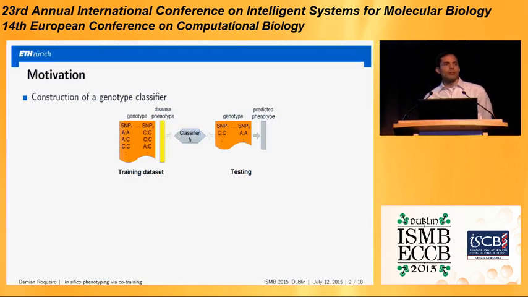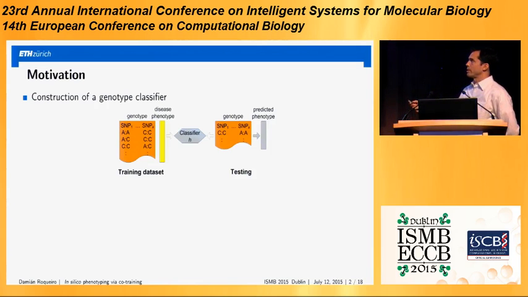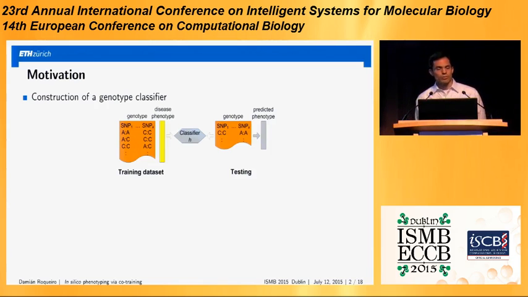So let me start with the motivation for our work. What we want to do is construct a classifier, more precisely a genotype classifier, that will be trained on genotype information obtained from a group of individuals. And for each of these individuals, what we will have is information in the form of SNPs, in addition to a disease phenotype label. Now, the classifier will be trained on this data, and then when we receive new genotype information, it will be able to predict the phenotype for these persons.